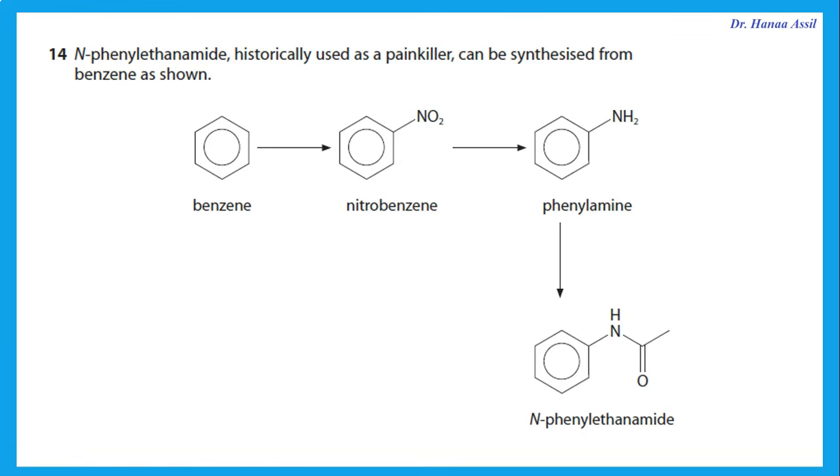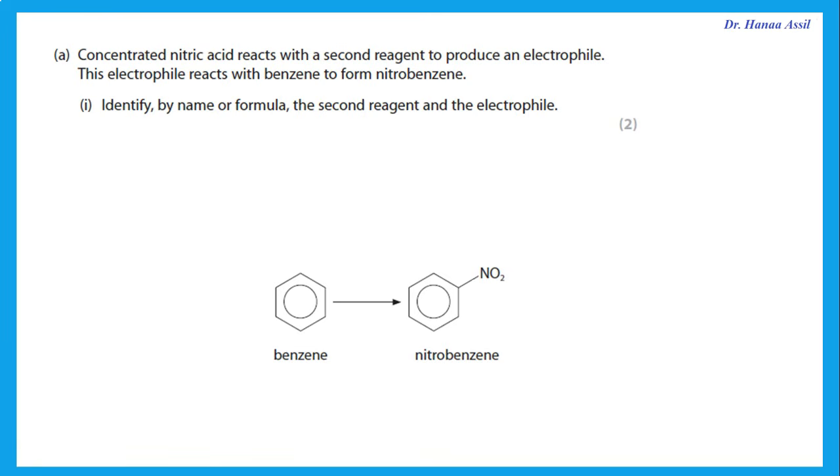N-phenyl ethanamide, historically used as a painkiller, can be synthesized from benzene as shown. So we are given this flow chart starting from benzene. We want to make N-phenyl ethanamide. Concentrated nitric acid reacts with a secondary agent to produce an electrophile. Then the electrophile reacts with benzene to form nitrobenzene. Identify by name or formula the secondary agent.